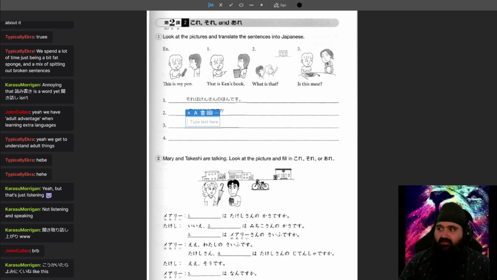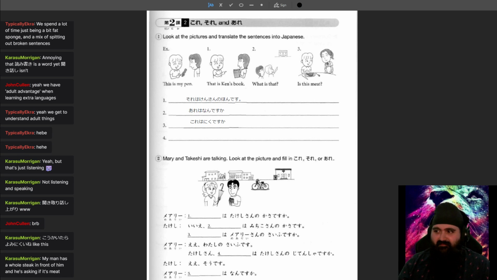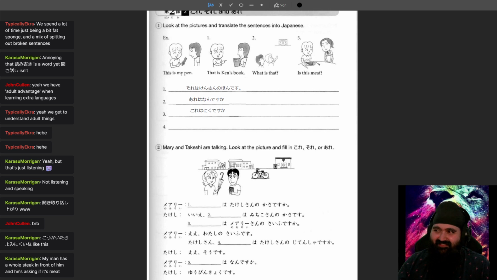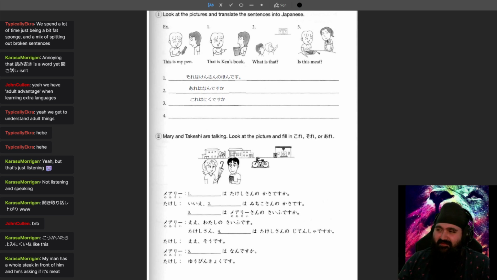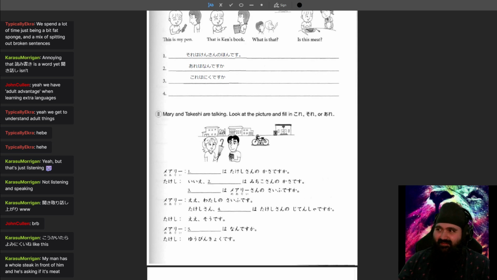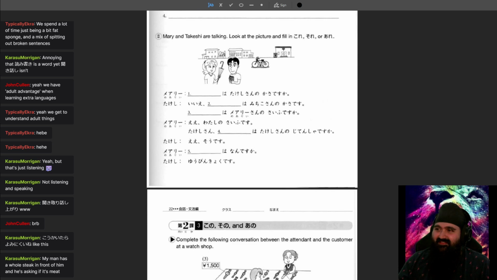Is this meat the most BM thing you can say to a waitress? Is this meat? I paid for meat, but is this meat? Kore wa niku desu ka? My man has a whole steak in front of him and he's asking if it's meat. This dude is like, are you sure? Is this edible? Is this food? Really? Sus.